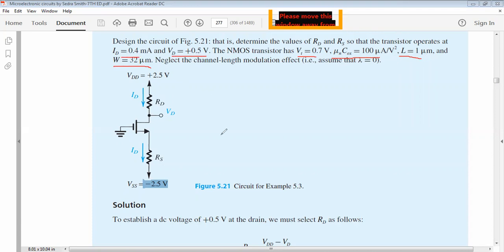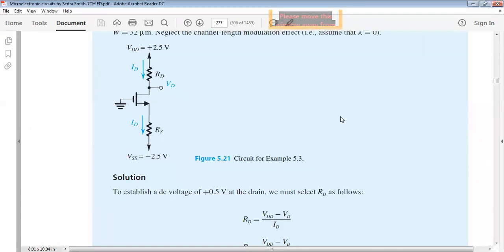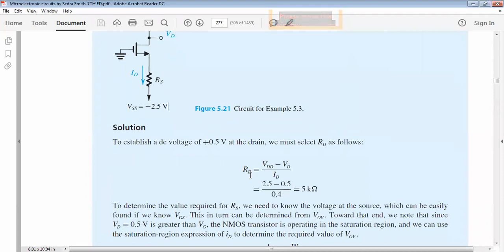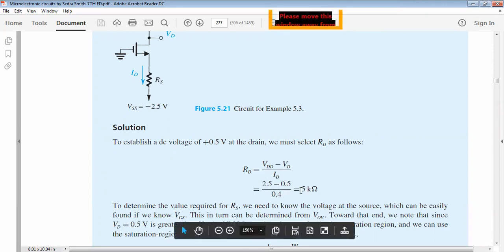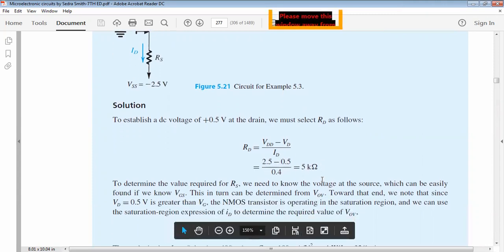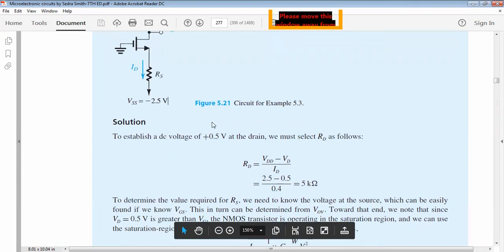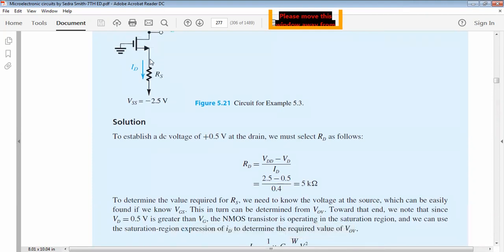Okay, here the procedure is, by using the given data, we can easily find the resistance RD first. The resistor value RD is equal to VDD minus VD by ID. You know everything, VDD, VD and ID. Then RD is equal to 5 kilo ohm. Then to calculate the resistor value RS, we know the VS.